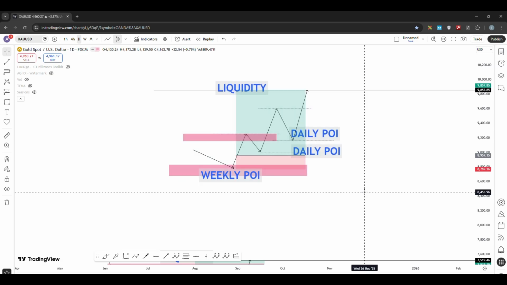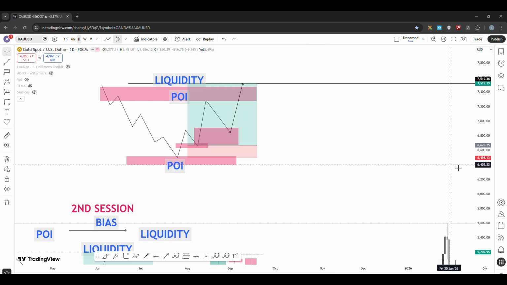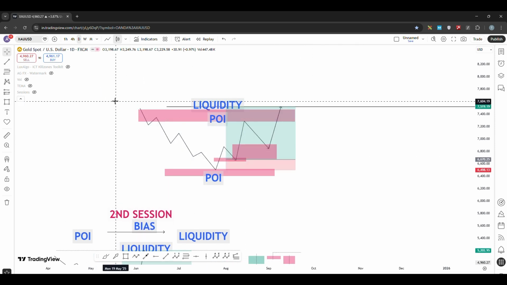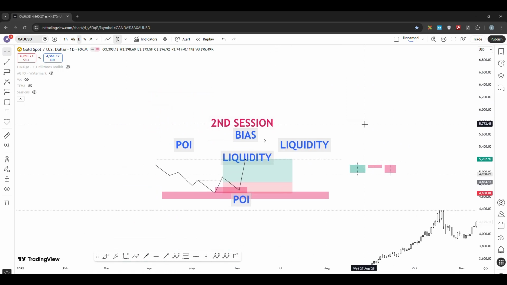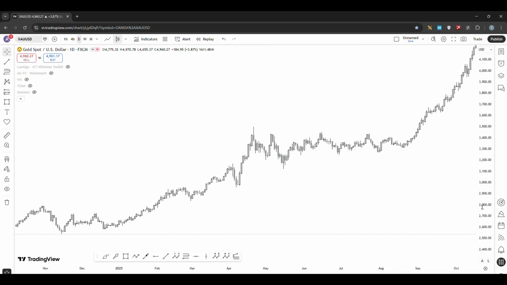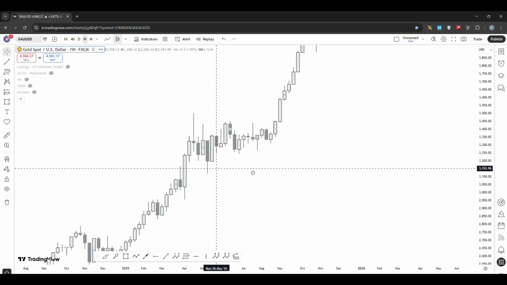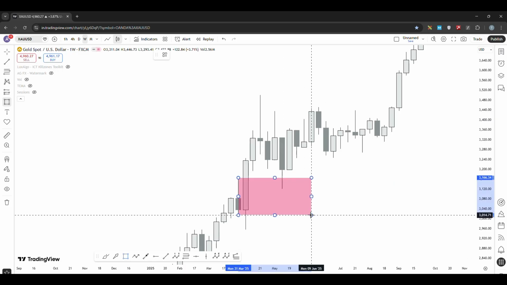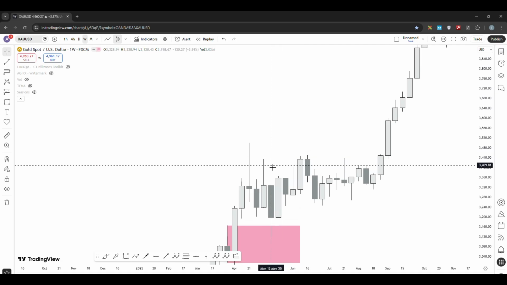So now I'm going to remove this and I'm going to show you this exact example of gold and show you how exactly market followed this path that we just talked about. Okay, so let's see over here once again. In the first session also I gave you this example of gold. Here you can see we have got the weekly POI, right? This is a weekly POI, and from here market came down, tapped and gave us a strong displacement.